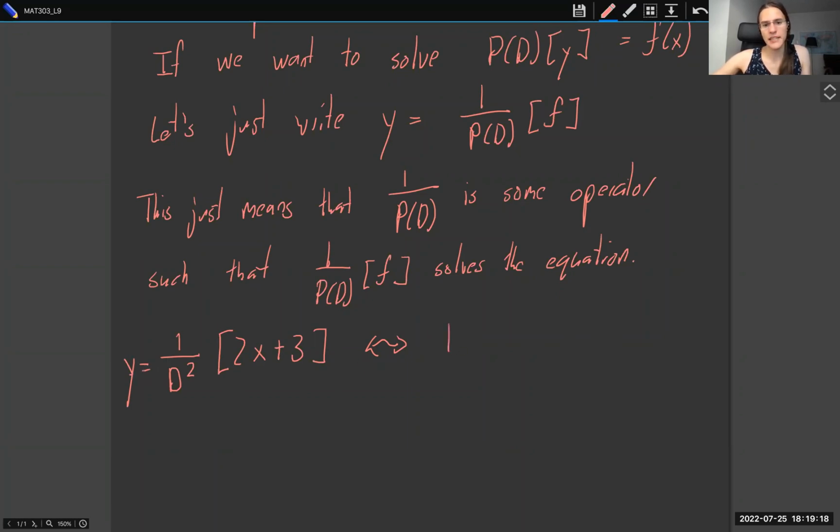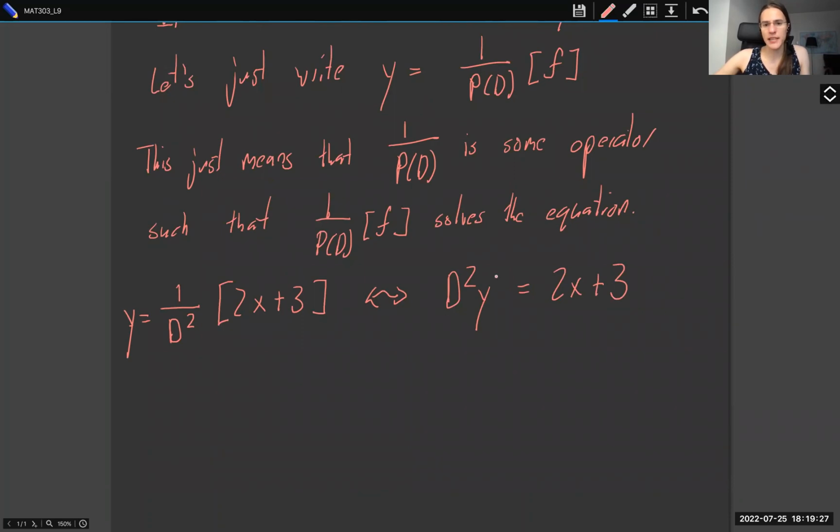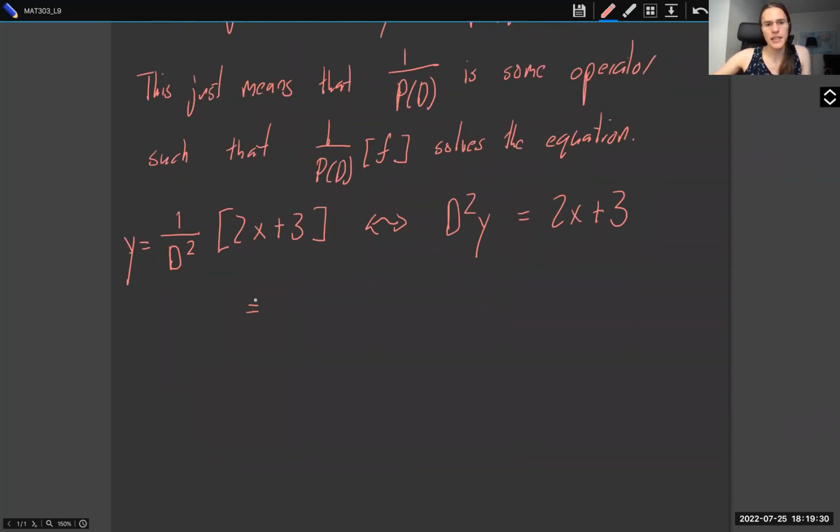That's equivalent to saying that d squared y is equal to 2x plus 3. Now, in general, if we have the second derivative of y, then that implies that y is equal to, we're going to integrate twice. So we're going to get a factor of 2 here, and then we're going to get a factor of 3 here. So it's going to be 1/3 x cubed plus, then when we go up to 2, we're going to get a factor of 2 x squared, and then you'd have cx plus d as your constants.